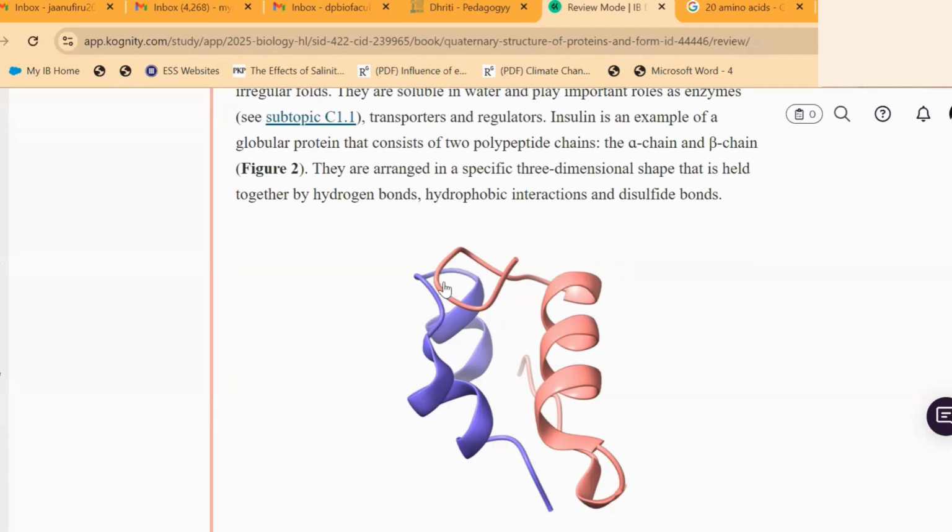Because there are already other interactions that we are talking about. In quaternary structure, it is non-covalent bonds. This sequence of amino acids has determined this structure.